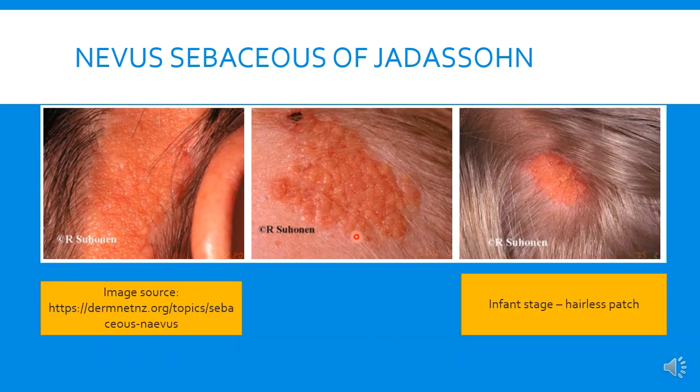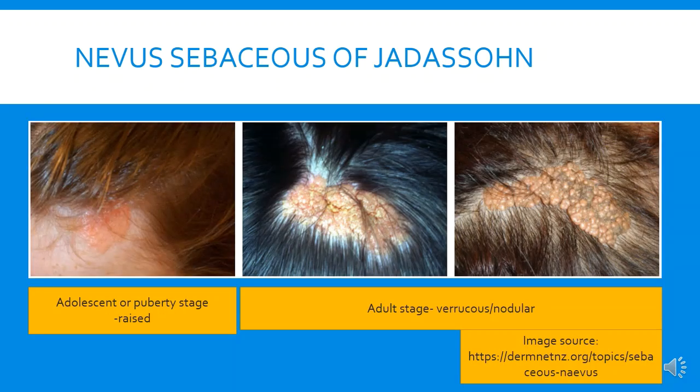It is important to see the clinical picture also in association with histology when it comes to cutaneous adnexal tumors. So this is the infant stage, which depicts the hairless patch. Next stage is the adolescent or puberty stage, where you have a little bit of raised lesions, and in the adult stage the lesion will be verrucous or nodular.